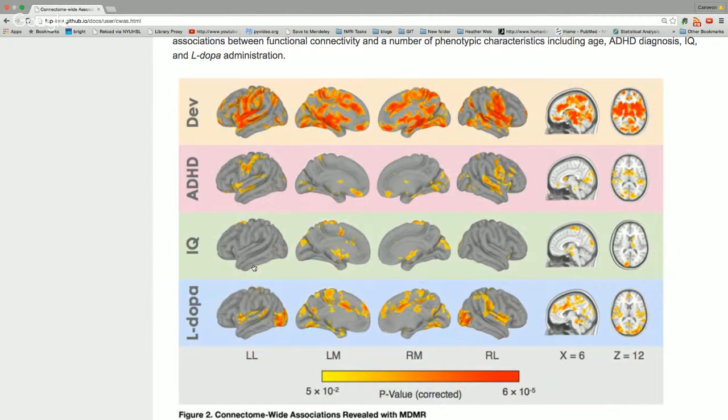And you see here's different examples that we showed in the original paper on this, where we're looking at differences related to the regions that are related to development, ADHD, IQ, and L-DOPA. And we tried to do this across a broad range of measures to show that it's sensitive to things that we think should be pretty big, like development, as well as things that should be kind of more subtle.